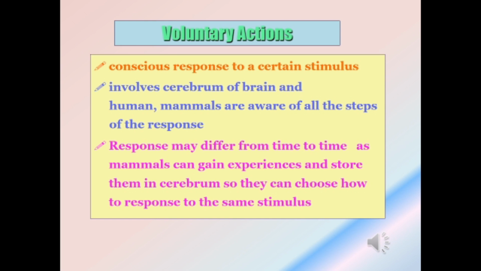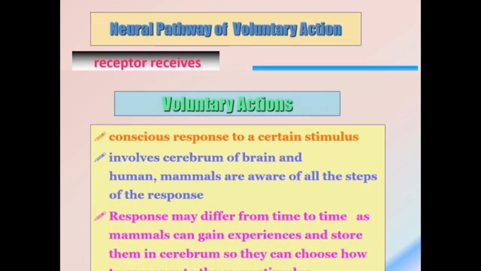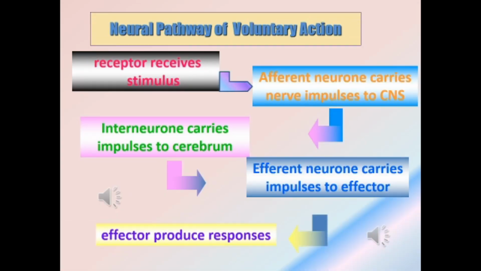Voluntary action produces conscious response to a certain stimulus. It involves the cerebrum of the brain. We humans and mammals are aware of all the steps involved in the response. Our response may differ from time to time depending on our experience. We store all our experience in the cerebrum so that we can choose the best way to respond to a certain stimulus.